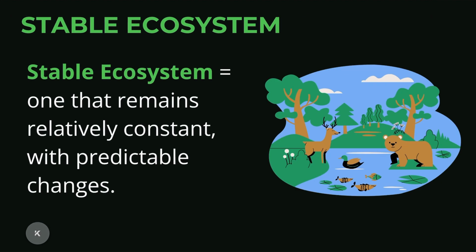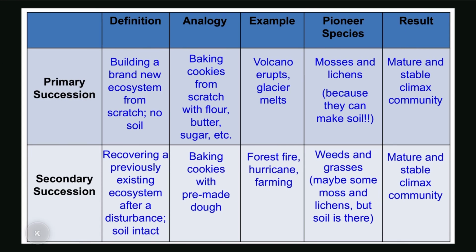And eventually we get to those climax communities, which are stable ecosystems. That's one that remains relatively constant with predictable changes. So you can have slight fluctuations in your populations. However, the species makeup of your area tends to remain the same.